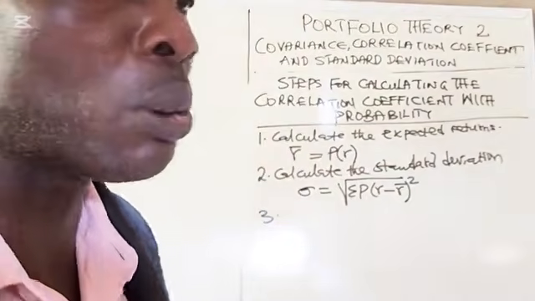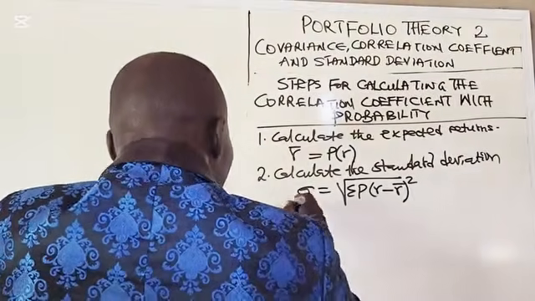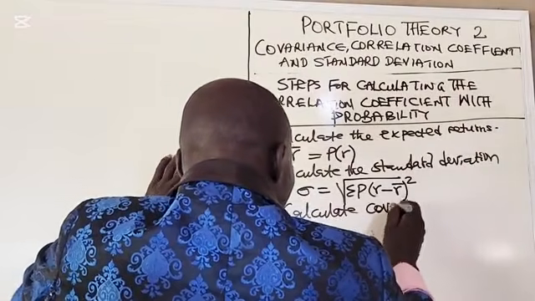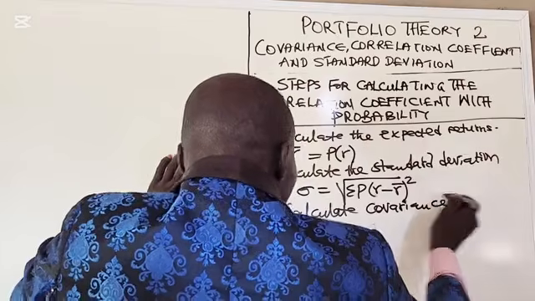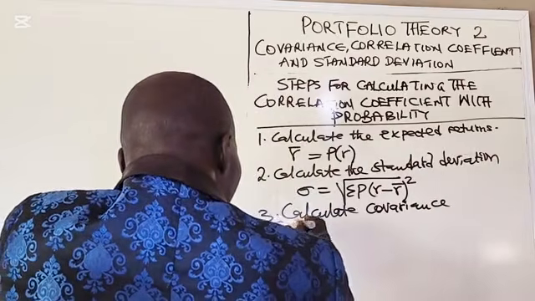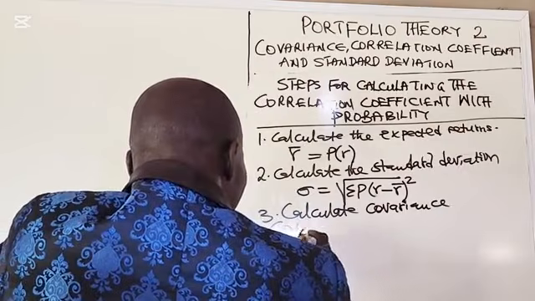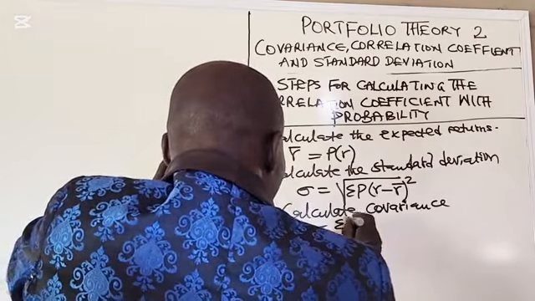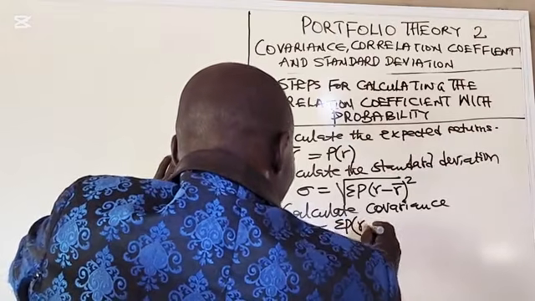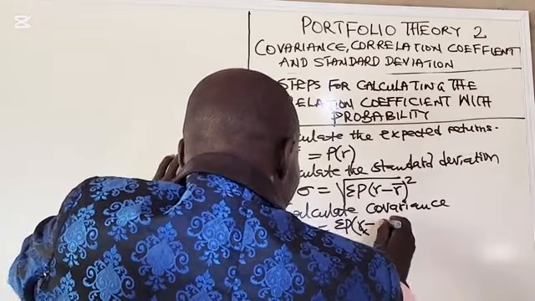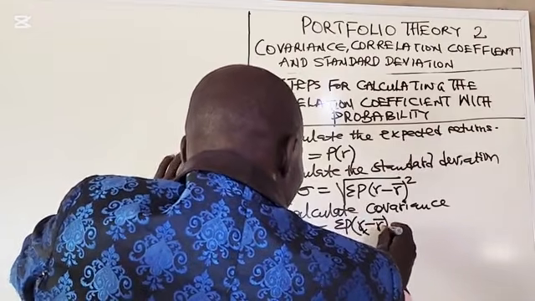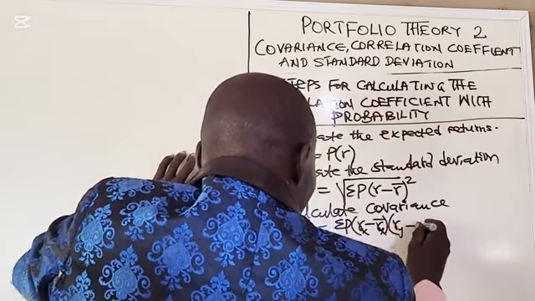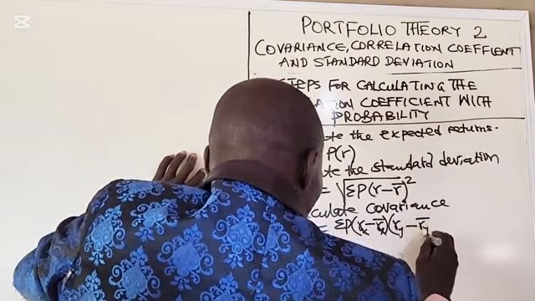Step 3 is to calculate covariance. I've told you that covariance of securities, let's say X and Y, will be equal to summation of probability times returns of security X minus expected returns of security X, into returns of security Y minus expected returns of security Y.